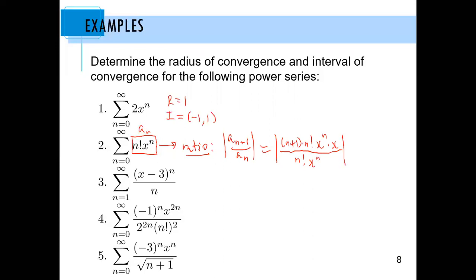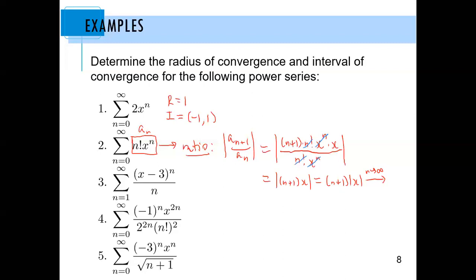What cancels? n factorial and x to the n. Those both cancel. That's interesting. Watch this. All we're left with here is the absolute value of (n+1) times x. And by the way, I don't really need the absolute value around everything; the only place I need it is around x. What happens if I take the limit as n goes to infinity of this thing?